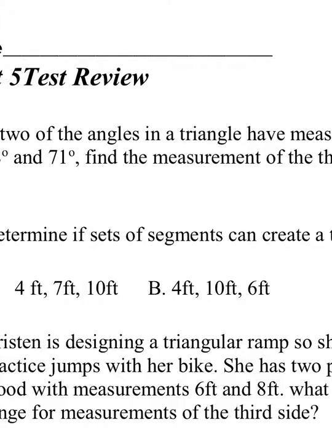All right. Unit 5 test review number 1. If two angles of a triangle have measures of 58 and 71, find the measure of the third angle.